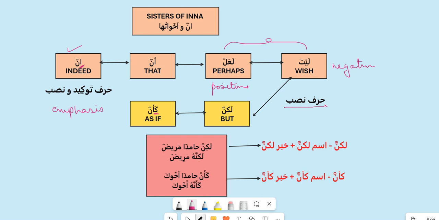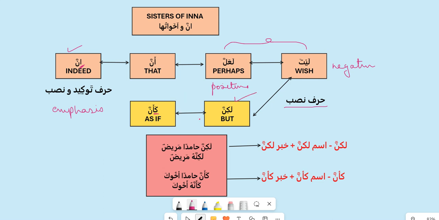Why are they called harf nasb? Because they just make the change on the mubtada when they enter jumla ismiya into mansoob case. So there is no emphasis in the sentence. So they are called harf nasb. In this lesson, we are going to do lakinna and ka'anna. So there are a lot of examples about them. So what happens when lakinna comes in the sentence?